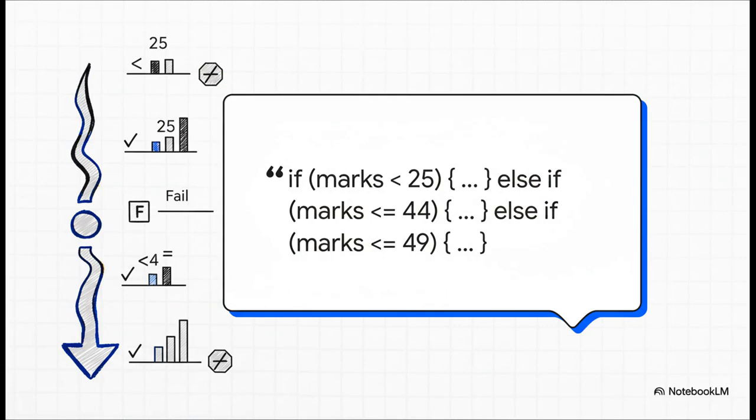The program is like a bouncer at a club. It checks the first if statement. Let's say the score is 72. It asks, is it less than 25? Nope. Okay, is it less than 45? Nope. It just keeps going down the line until it finds a condition that's true. Is it less than 80? Yes. It assigns a B, and then its job is done.